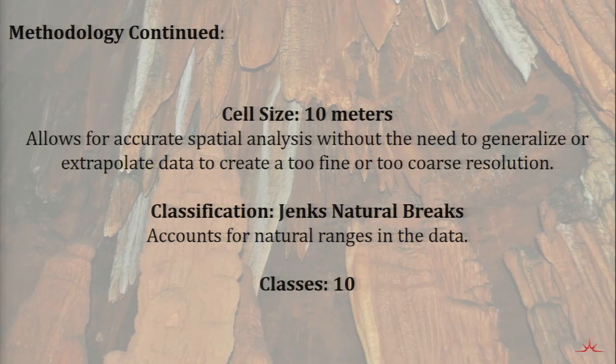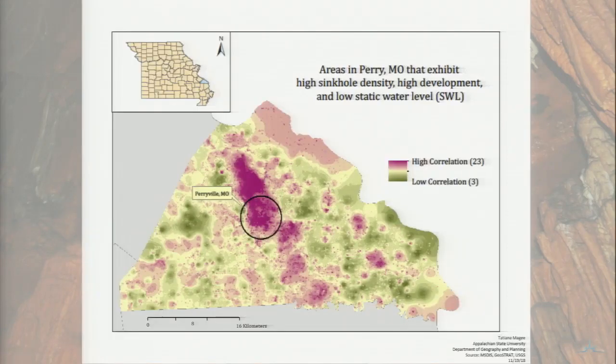Methodology continued. For my cell size, I chose 10 meters because I believe that it would allow for accurate spatial analysis while not creating too fine or too coarse of a resolution. I used Jenks natural breaks for my classification system because I believed it took the natural breaks in the environmental data of sinkholes and static water level into account. And I just used 10 classes because it was pretty easy for me and other individuals to understand.